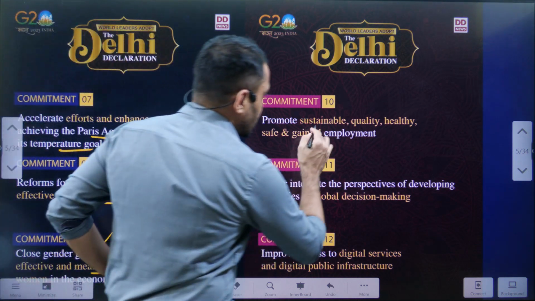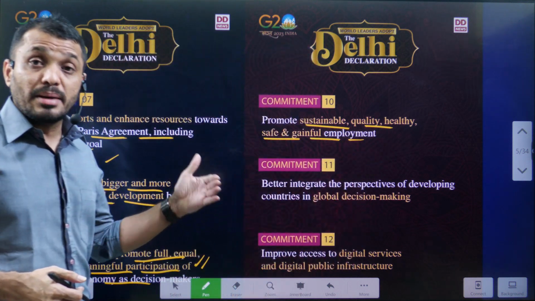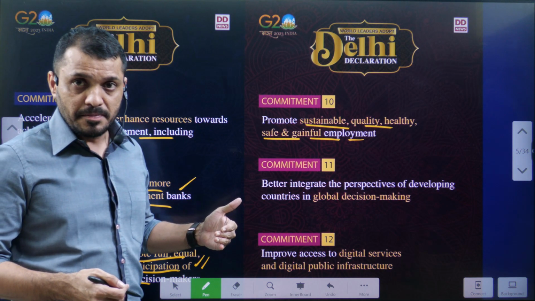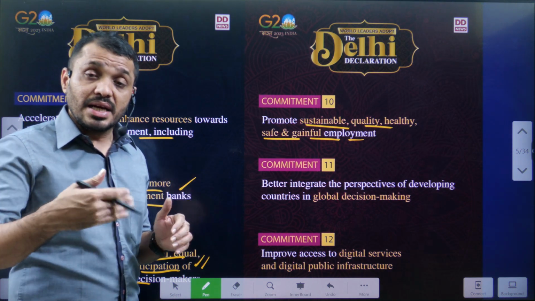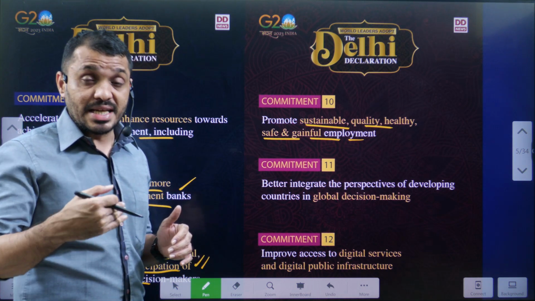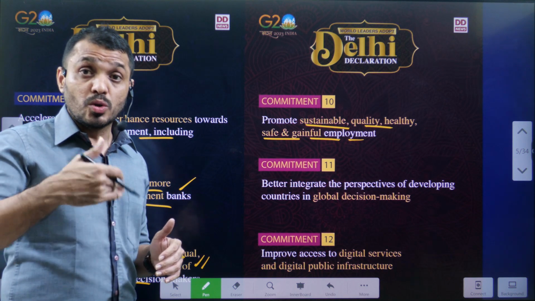Next, the 10th one: sustainable, quality, healthy, safe and gainful employment to promote employment opportunities. Even in the Global Biofuel Alliance, we quoted the same. By encouraging biofuel cultivation, you can encourage employment. We can convert the farmer from the Annadata to Urjadata.